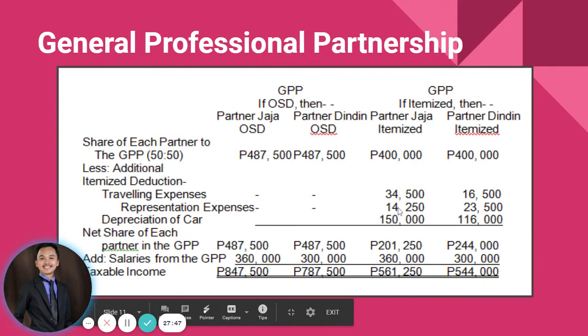Okay, so let's continue. We have here the computation of the taxable income of each partner. So again, guys, still on two circumstances, when the partnership opted to use OSD and itemized. As computed earlier, we have a share for each partner under OSD of 487,500 each, and under itemized deduction, 400,000. So let's compute first the taxable income of each partner if the partnership opted to use optional standard deduction.